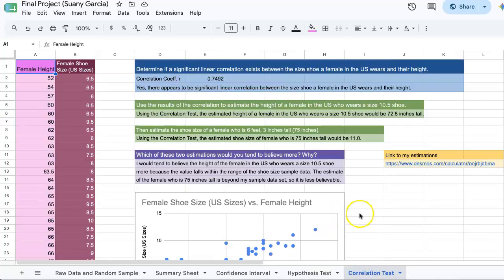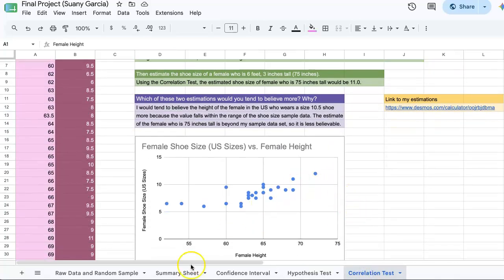And from a correlation test, there is a strong positive relationship between female height and shoe size, and you can see that positive relationship right over here.